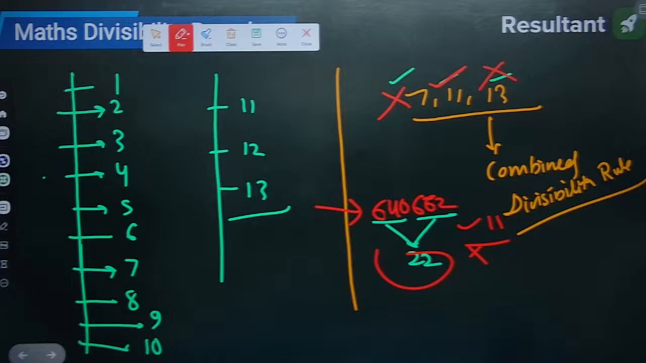Everything is clear here now. So come to the next.